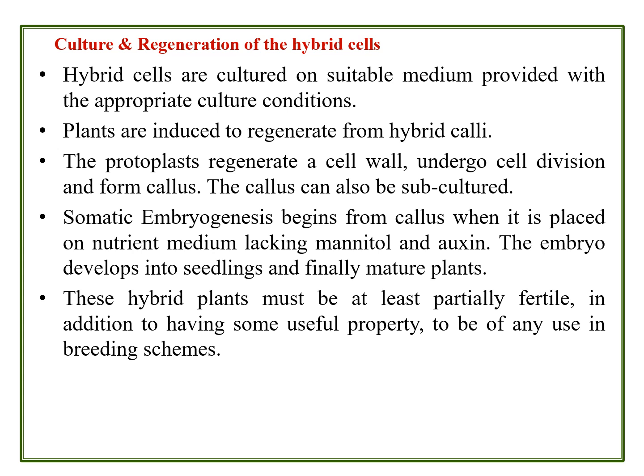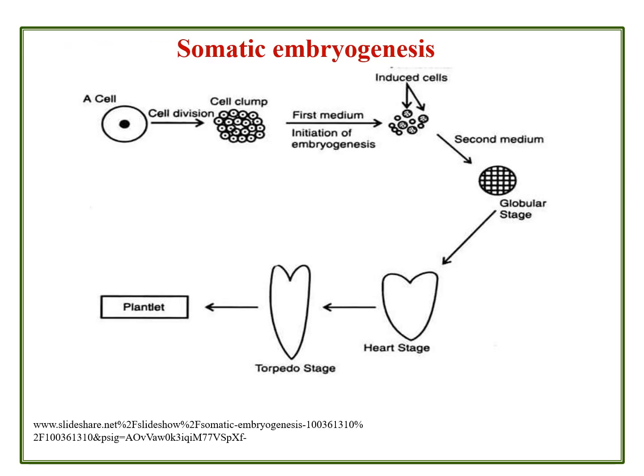These hybrid plants must be at least partially fertile. They may not be 100% fertile because they need to withstand the in vitro conditions. In addition, they should have some useful property to be of any use in breeding schemes. So this is a schematic diagram of somatic embryogenesis: cell and callus initiation of embryogenesis, induced cells, secondary medium culture, then globular, heart-shaped, torpedo-shaped and cotyledonary stages, and radicles will be formed from the torpedo stage.